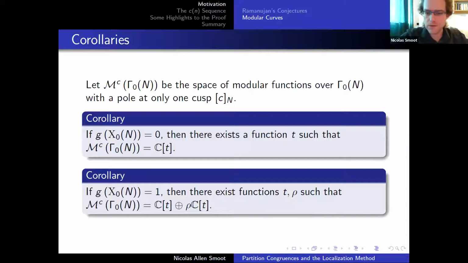You can find functions, in this case I'm calling them t and rho, right? Now, why is this important? Well, in the case of the partition numbers for powers of 5 and 7, this first corollary applies. So that's the space of functions that we're working over, in effect. In the case of powers of 11, it's no longer that simple.